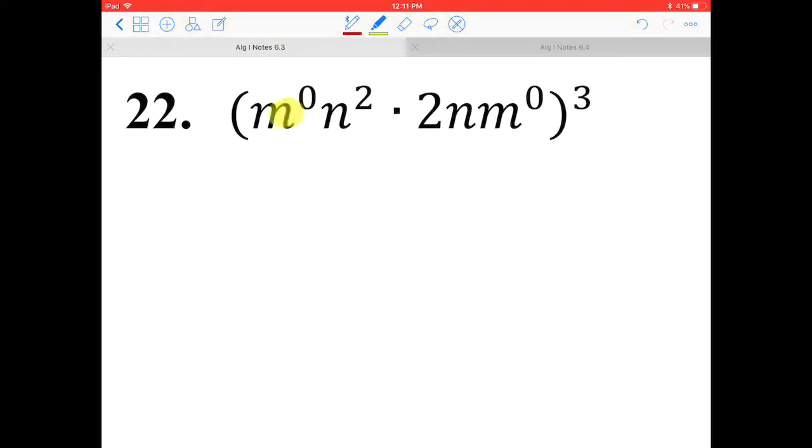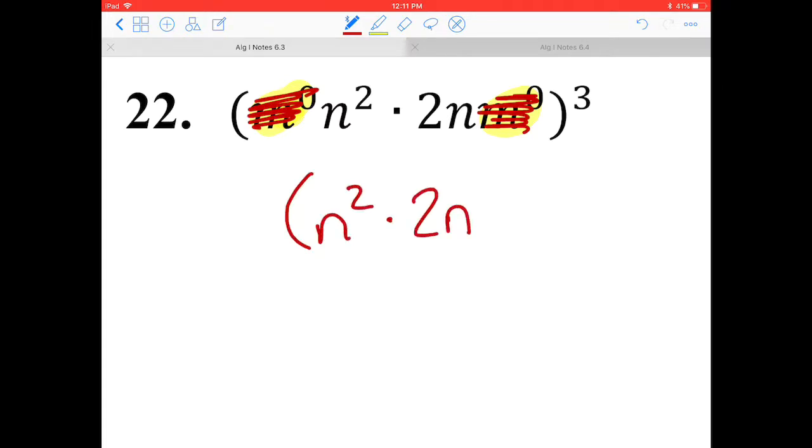I have this m to the 0 power and this m to the 0 power. Notice that 0 exponent, especially over here, it only applies to the m. It doesn't apply to this n or this 2, okay? So when I cross it off, I'm only crossing off this. Same here, okay? So I'm going to rewrite what I have left. N squared times 2n, and that's cubed on the outside.